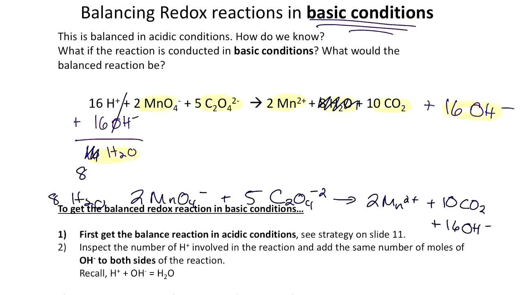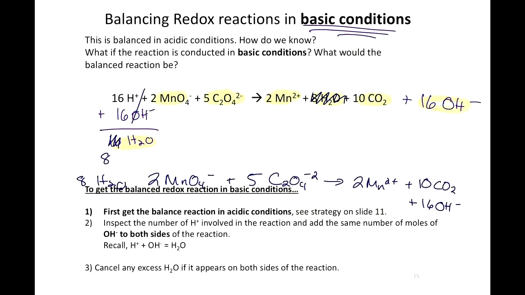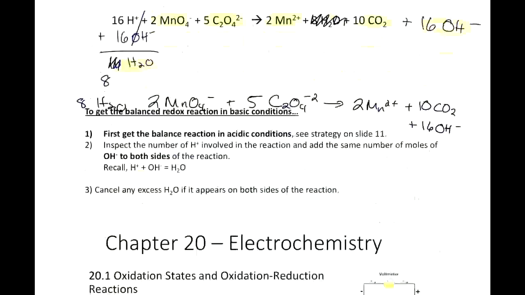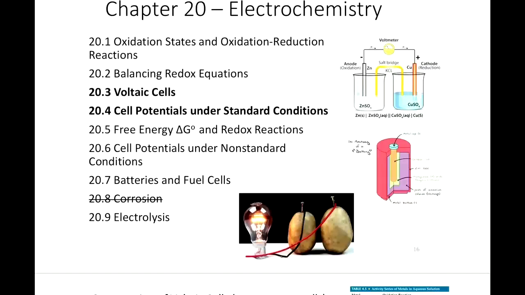Okay, so that's one layer of complexity that we can add to balancing a reaction. We can ask it in acidic conditions or basic conditions. I'll say 90% of the time we're dealing with reactions in acidic conditions. All right, so that's balancing redox reactions. Okay, so that's the first two, great.